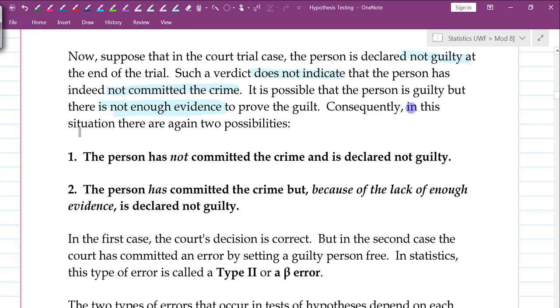Consequently, in this case, again, there are two possibilities. The first one: the person has not committed the crime and is declared not guilty. That would be the correct situation. That would be a good situation. The second situation is the person has committed the crime, but because of lack of evidence, is declared not guilty. Not a good situation, but it does happen.